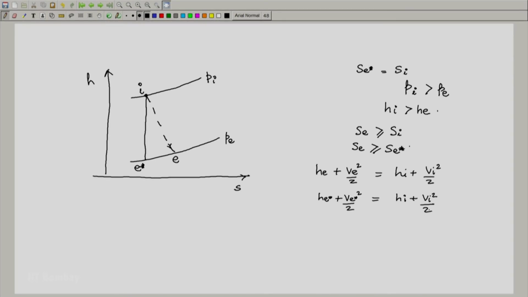This is the first law, it does not change, but since we see that just as in a turbine there is a lesser delta h actual compared to the ideal delta h, and since h e star is a quantity which is less than or equal to h e, this implies that V e star is a quantity which is greater than or equal to V e. We have V e star greater than V e. This is what we expect.